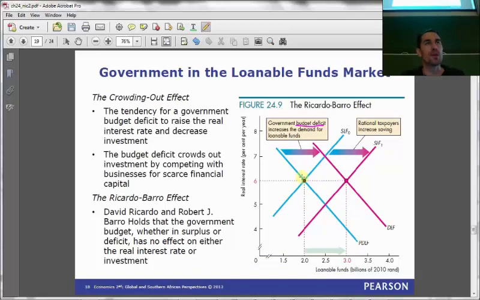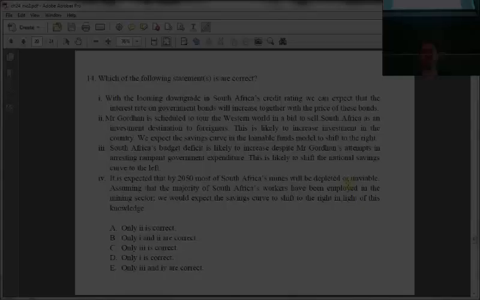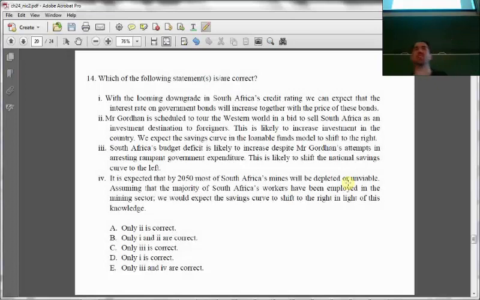And so at that point, we can have a brief interlude and look at a question. Okay, let's have a chat. Number one, with the looming downgrade in South Africa's credit rating, we can expect the interest rates on government bonds to increase. If the interest rate increases, that will increase the price of those bonds. So two aspects of it.